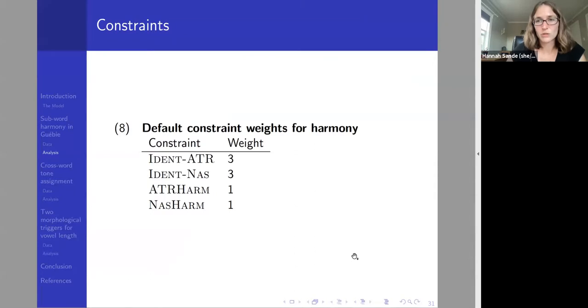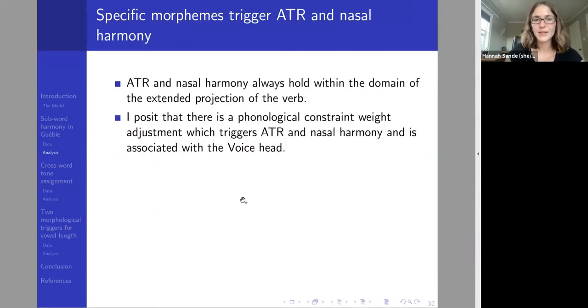Thinking about the phonological constraints we need to account for this, I'm just going to use sort of simplified versions of harmony constraints. So I'm going to use faithfulness constraints specific to ATR and nasality, and I'm going to use constraints that just say have ATR harmony and have nasal harmony. And in the default grammar of the language, the sort of regular grammar of the language, the faithfulness constraints are weighted higher than the markedness constraints that say have harmony. And so this is going to get us non-harmony in the regular grammar of the language. But ATR and nasal harmony always hold within the domain of the extended projection of the verb.